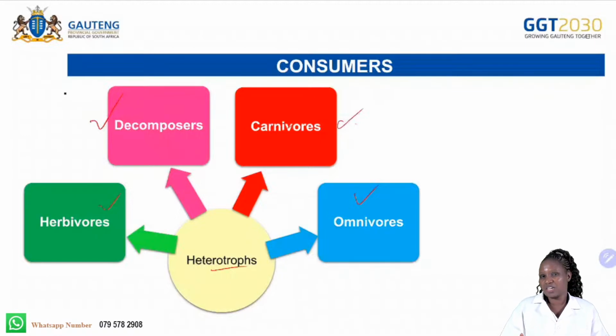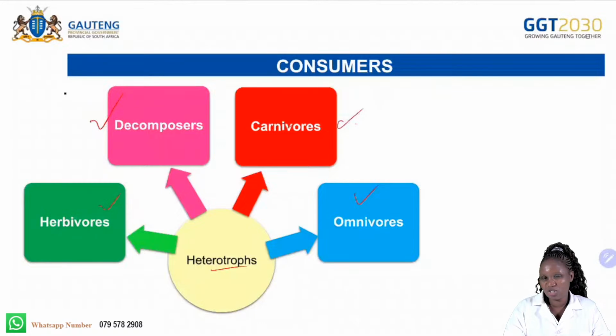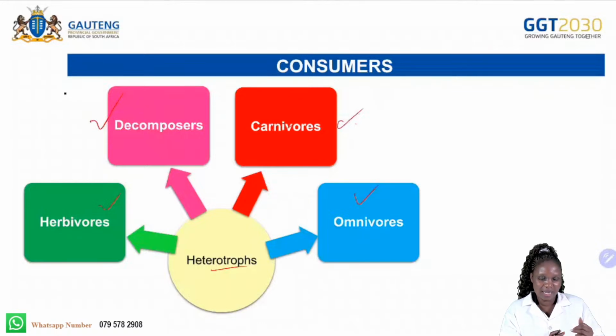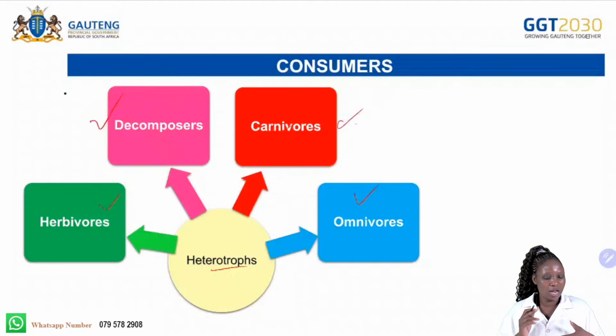Let's just take, for example, if we didn't have decomposers, the world would be filled with dead people, dead animals, cut down trees, because they won't decompose. We won't even have space to live because the world will be filled with dead organisms. But the decomposers will act on the logs, they will act on the dead animals and break down matter.